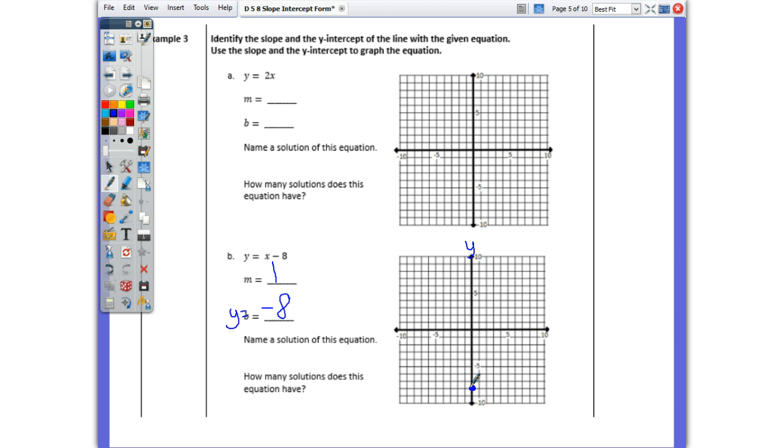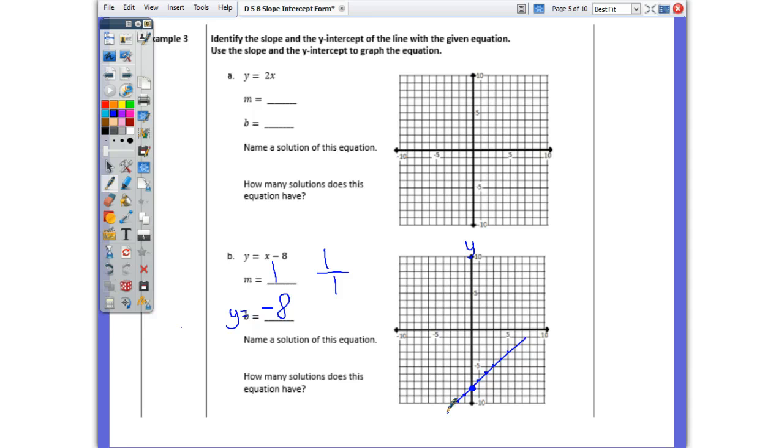Now I need to do my slope, which is 1. What do I need to make that into? Make it into a ratio, 1 over 1. Whole number, put a 1 under it. So rise over run. Which way is this going to run, to the right or to the left? Because it's positive, it's going to run to the right. So make sure you always check that. Right 1, up 1. And then go backwards, left 1, down 1. Take your straight edge and go through that.